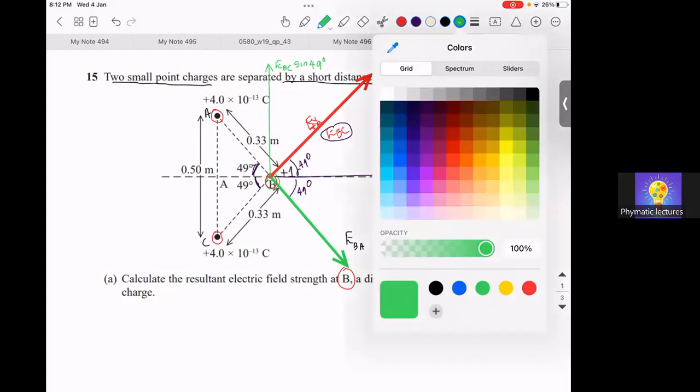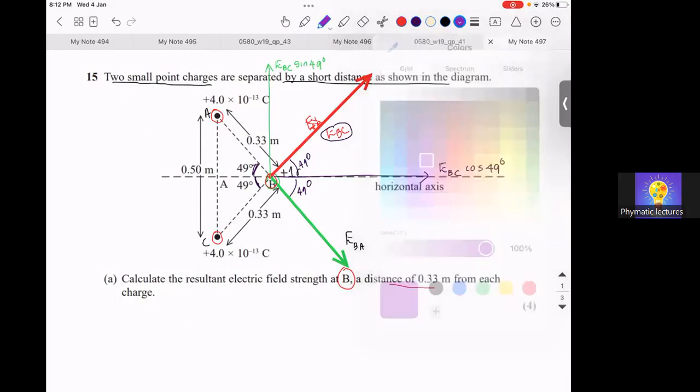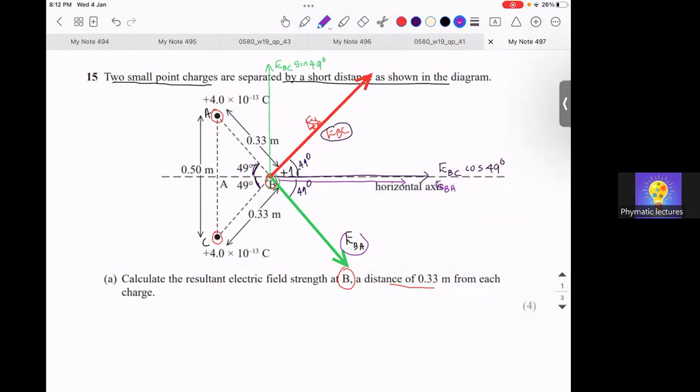Similarly, we can resolve the components of EBA. How will we resolve this? This EBA, if you are resolving in the x-axis, with the same angle, the value is EBA cos 49, because this angle is nearer to the axis. Then if I'm resolving downward, this becomes EBA sine 49 degree.